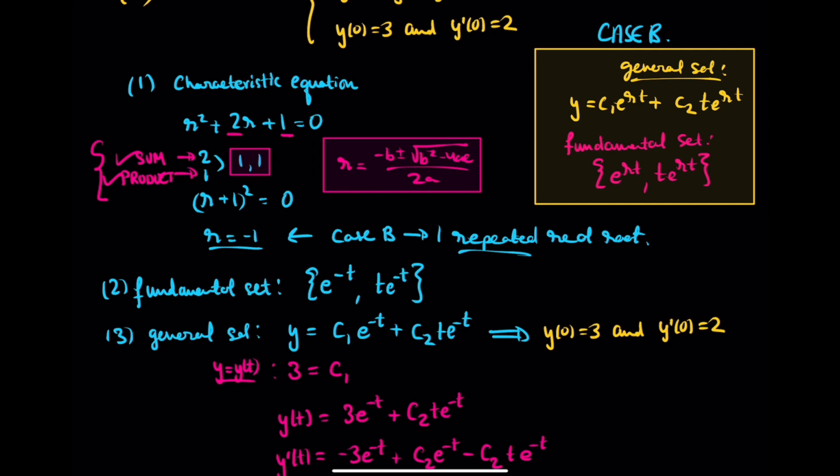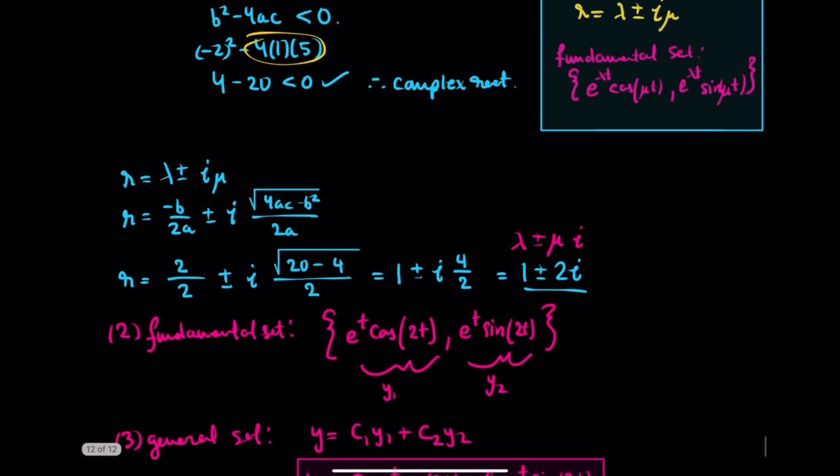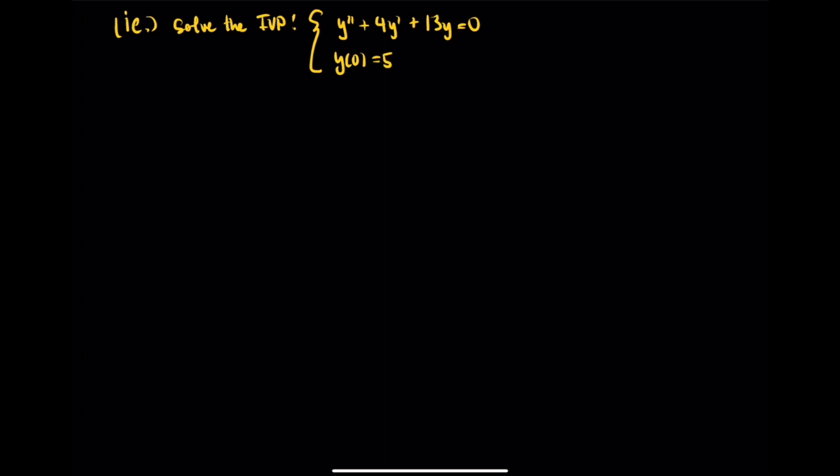Okay, let's do another problem. So, example. Solve the initial value problem y double prime plus 4y prime plus 13y equals 0, and then your initial values are y(0) equals 5 and y prime(0) equals -4.